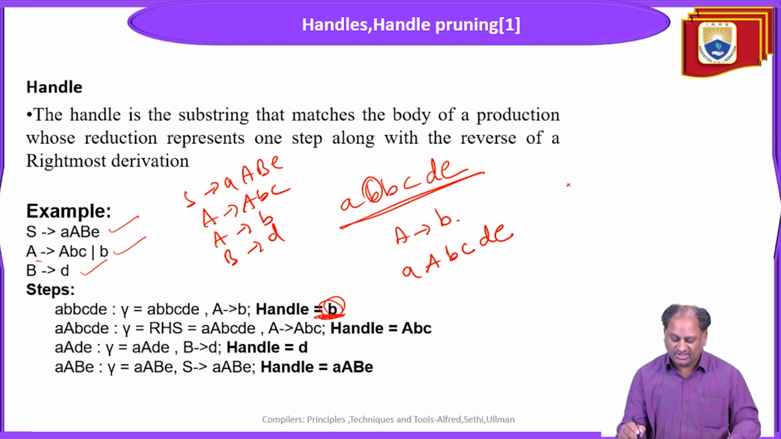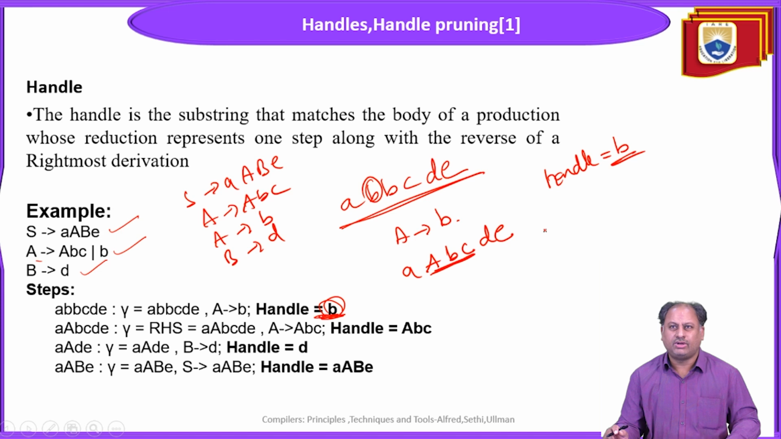So what is the handle here? What is the substring that is substituted? That is small b. In any substitution process, we are matching the corresponding body of the production. That means, what is the substring you have identified from the given string, and that is a match of the body of the production. What is the body here? A production contains a head and a body.